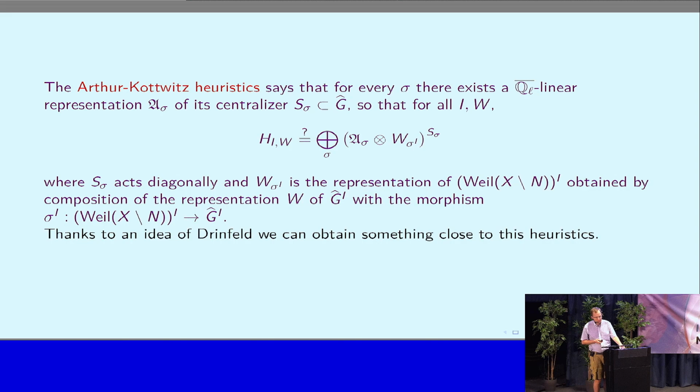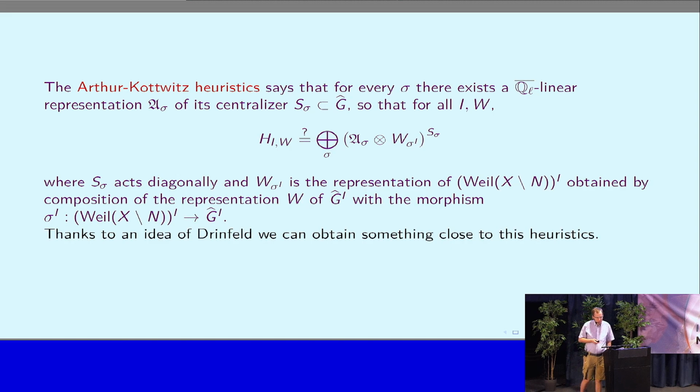It says, very roughly, that if there should be some discrete part in the H_IW, as there is a discrete subspace in automorphic forms, it should be equal to this formula: the sum over sigma of A_sigma tensor W_sigma, invariant by A_sigma. S_sigma is the centralizer of sigma in G hat, Q_l bar.